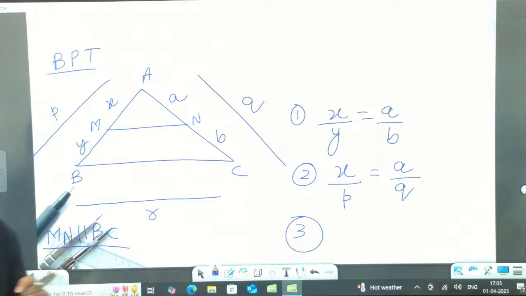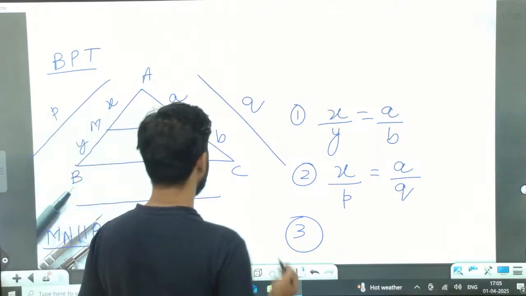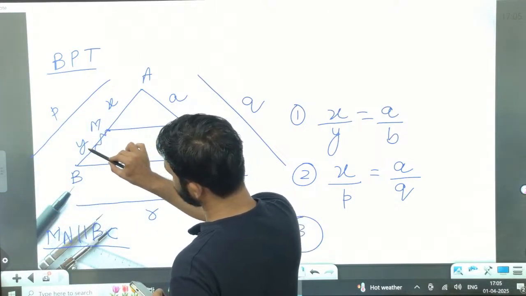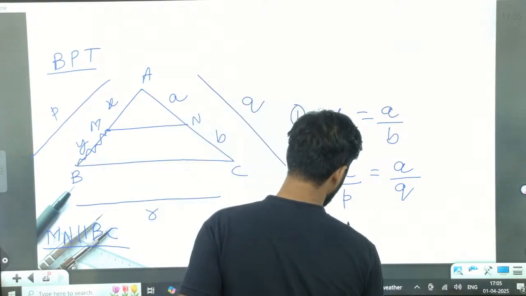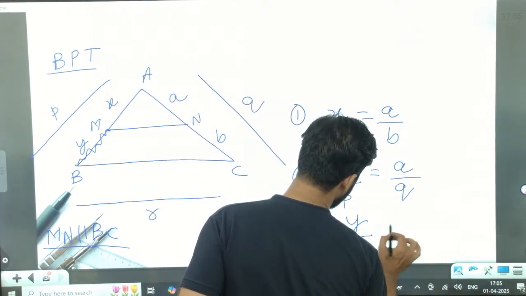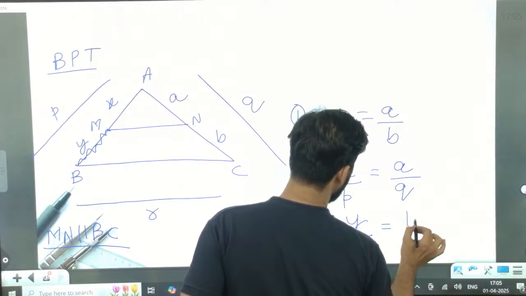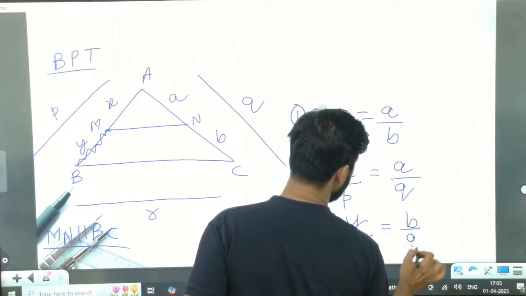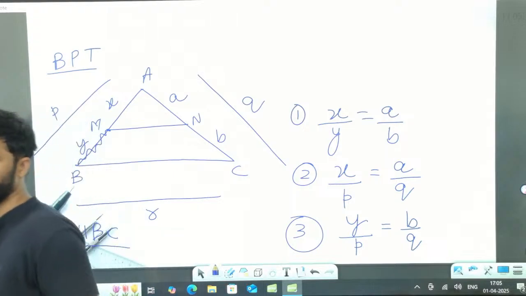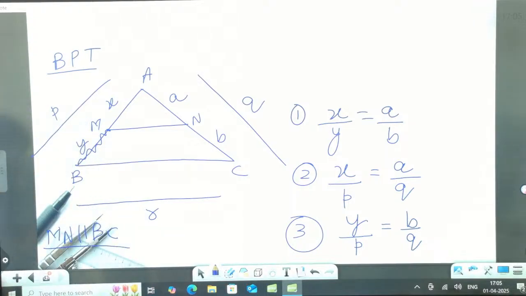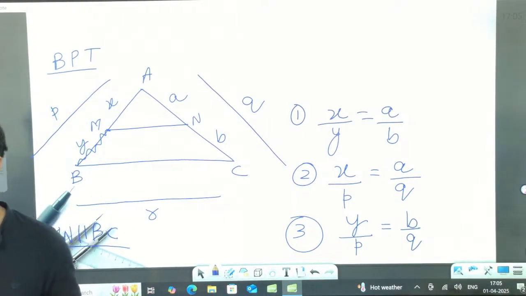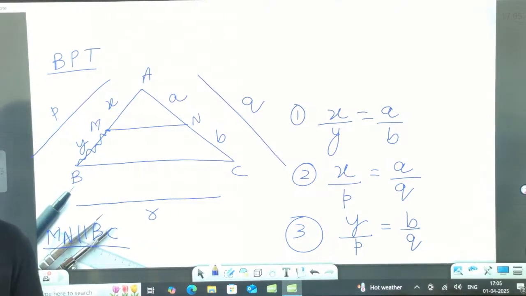And the last one is, we can take this section also. So y upon the whole length P, and B upon the whole length Q. So this is the Basic Proportionality Theorem where MN is parallel to BC.